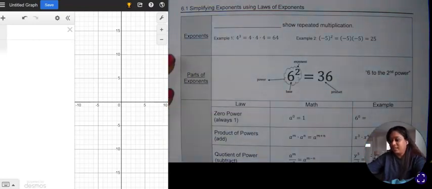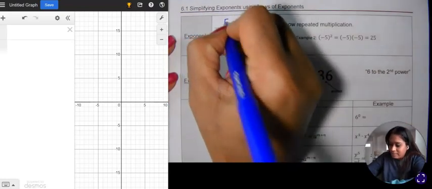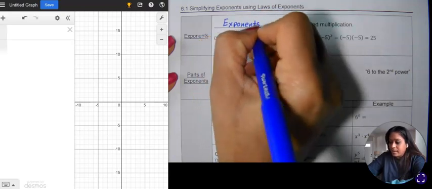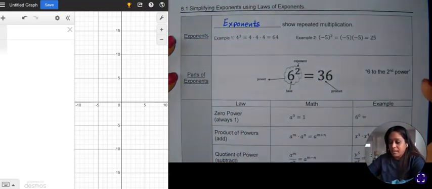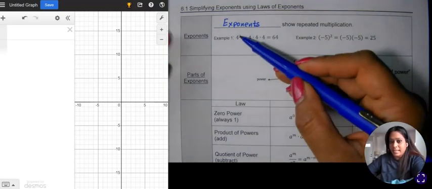Hello class. So here's unit 6. We are going to learn about exponents. Okay. Well, I trust that you know what an exponent is. Here's a quick review. The 3 here is the exponent.